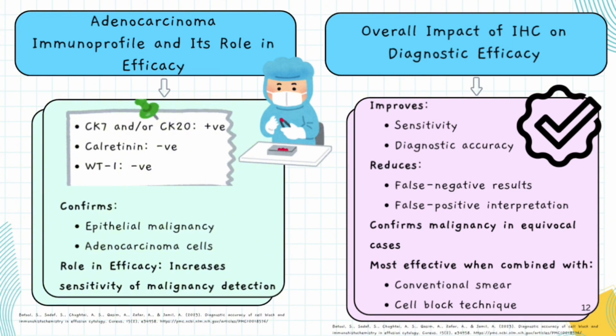Overall, IHC enhances the diagnostic efficacy of cell block cytology by increasing sensitivity, reducing false negative and false positive results, and providing objective confirmation of malignancy. When combined with conventional smears, it strengthens diagnostic confidence and ensures a more accurate final diagnosis.